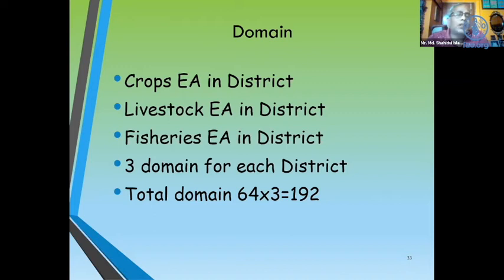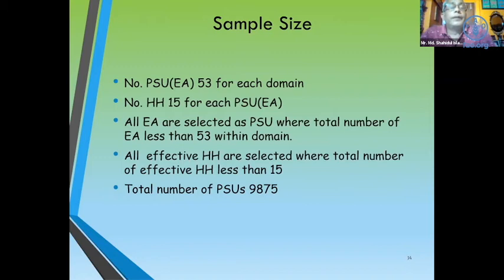Our districts are 64, so our total domains are 64 multiplied by three, that is 192. Sample size: number of PSU is 53 for each domain. Number of households is 15 for each PSU. All EA are selected as PSU where the total number of EA is less than 53 within a domain. All effective households are selected where the total number of effective households is less than 15. Our total number of PSU was 9,875.